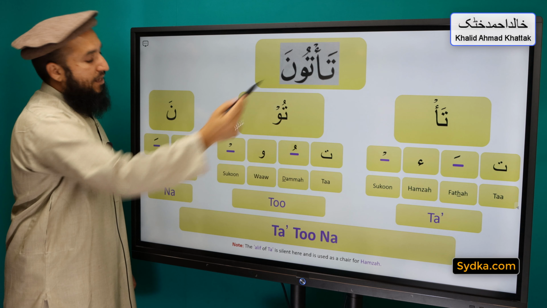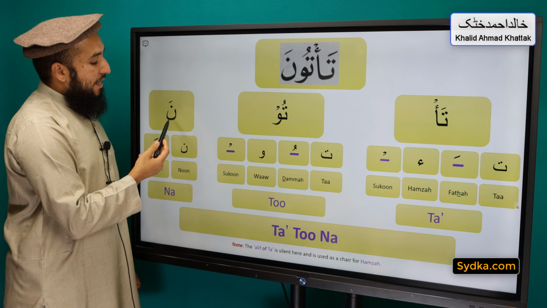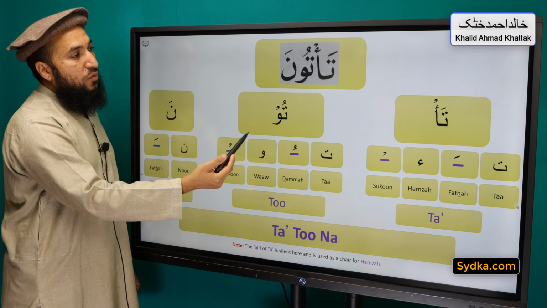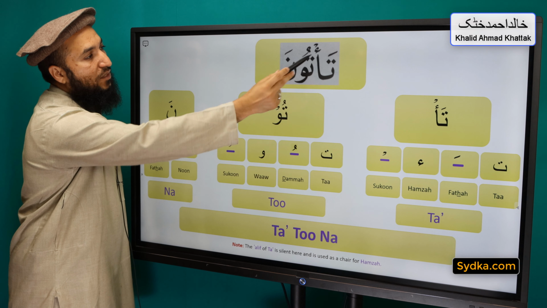Noon fathana. Combining all 3 syllables together we have ta'tuna.